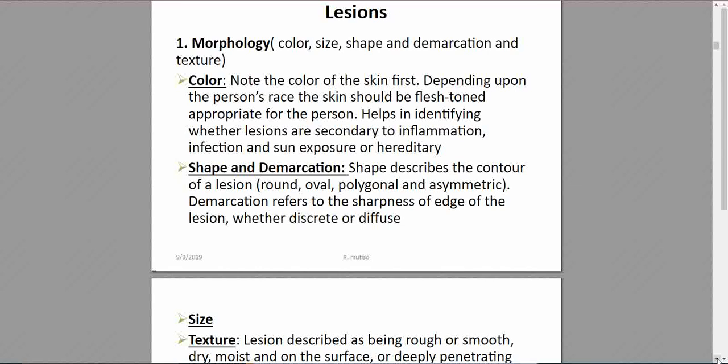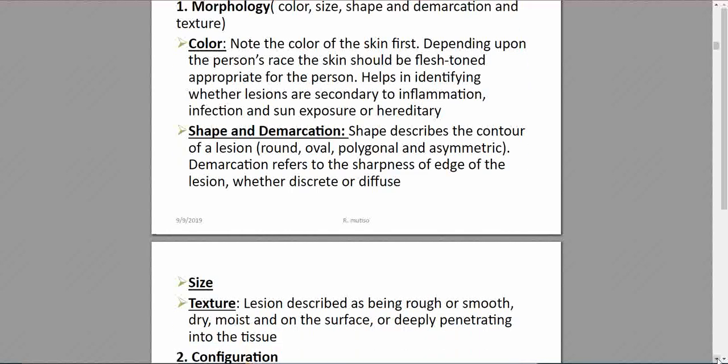Even on the breast, if you are doing a breast examination, you need to know this. It still applies, because you start by inspection and you are inspecting the skin. So talk about the scar, the color, the shape and demarcation. Is it round, oval, polygonal, is there any mass? Demarcation refers to the sharpness of the edge of the lesion, whether discrete or diffuse.